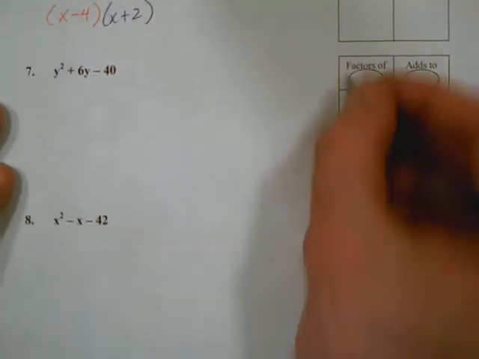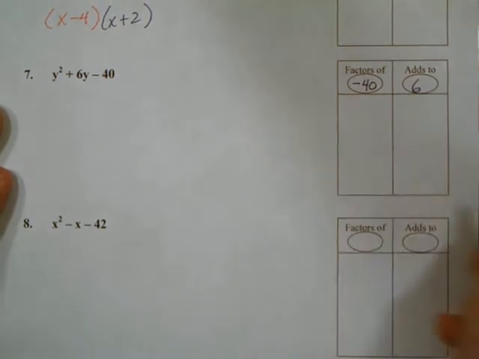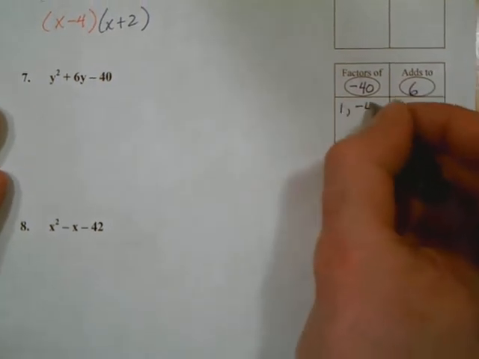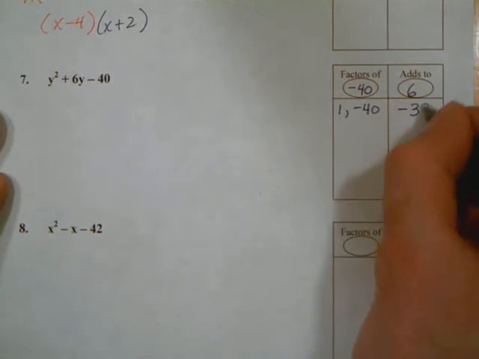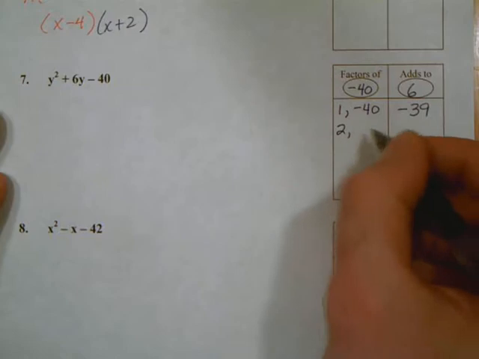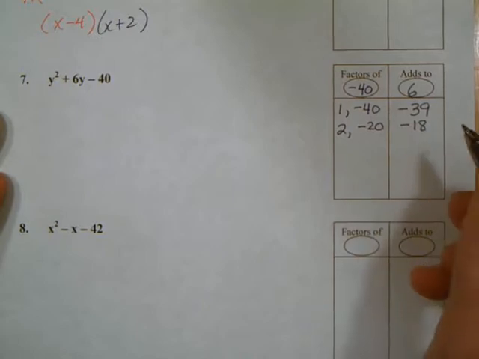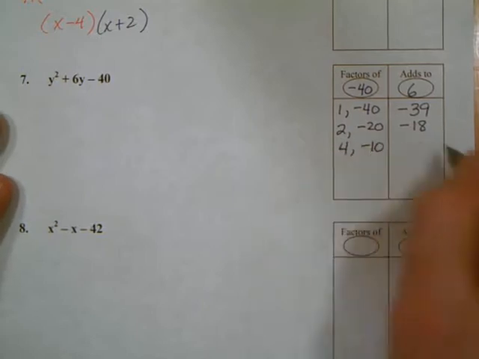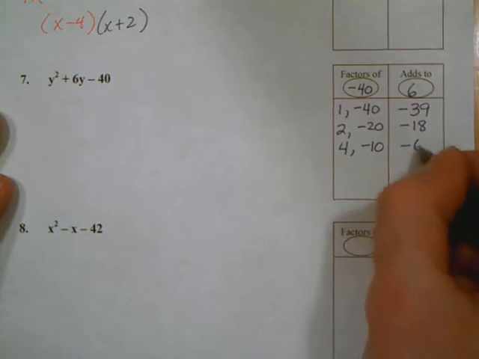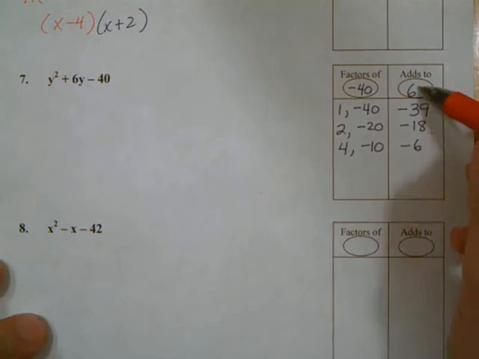If you remember, our negative 40 is going to go in the factors of space, and it adds to positive 6. So Kent, here we go. 1 times negative 40 is negative 40, and those add to? Negative 39. All right. And our next factor, 2 times? Negative 20. And that adds to? Negative 18. All right. Well, Kent's struggling a little bit here, so we're going to have to help him. 4 times negative 10 adds to? Negative 6. All right. Do you remember from the last lesson what we used to do?